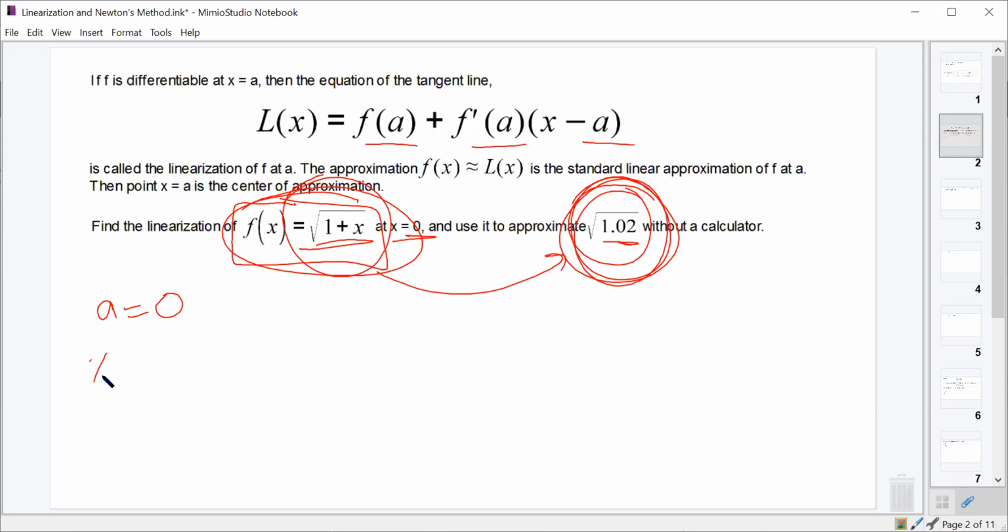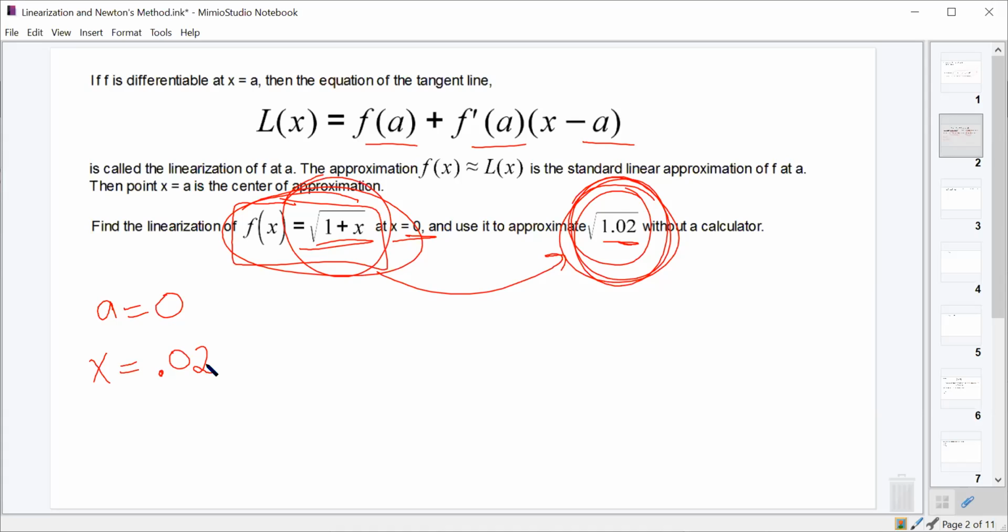And our x value then, what x value would we need to plug into this to get the exact value? That'd be 0.02, right? And so all we're going to do is use this tangent line equation, f of a plus f prime of a times x minus a. And we're going to plug in these values, and it's going to give us a very good approximation for the actual value of the square root of 1.02. Does that sort of make sense?